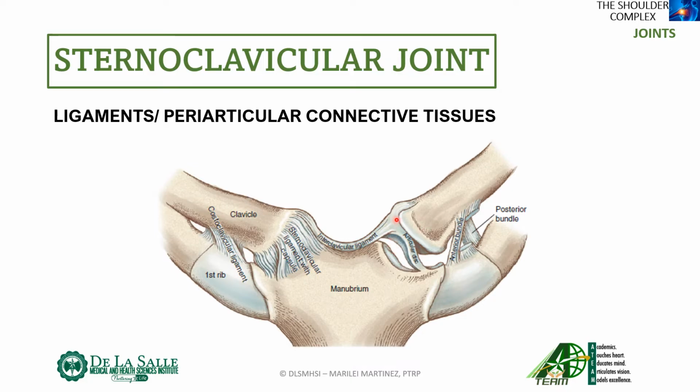So aside from that, your articular disc also reduces the risk of the clavicle sliding over the manubrium. Anatomically, your articular disc separates the sternoclavicular joint into two cavities. We have the lateral cavity and the medial cavity. The medial cavity has the sternum and the lateral cavity has the clavicle.